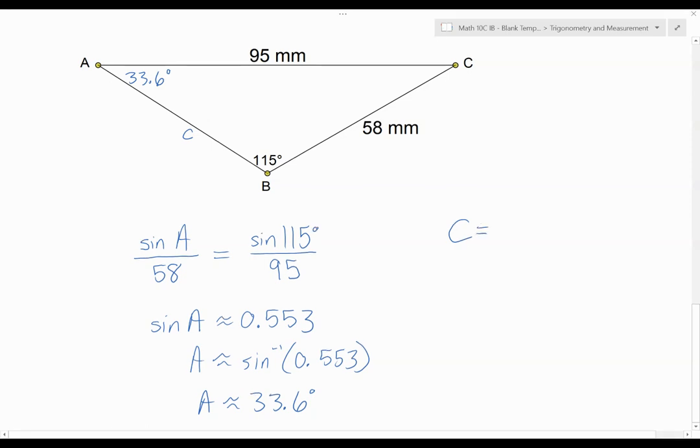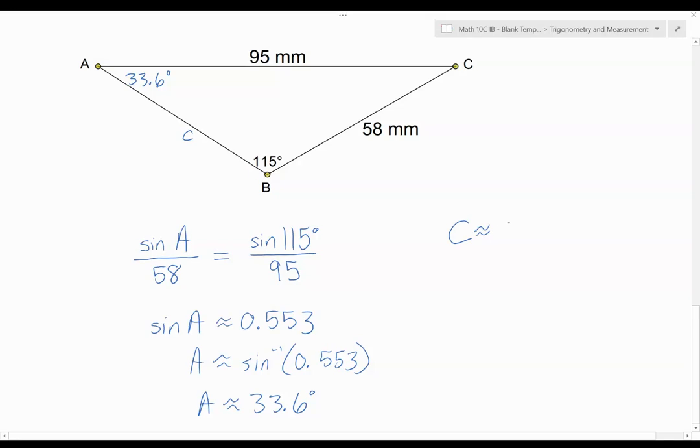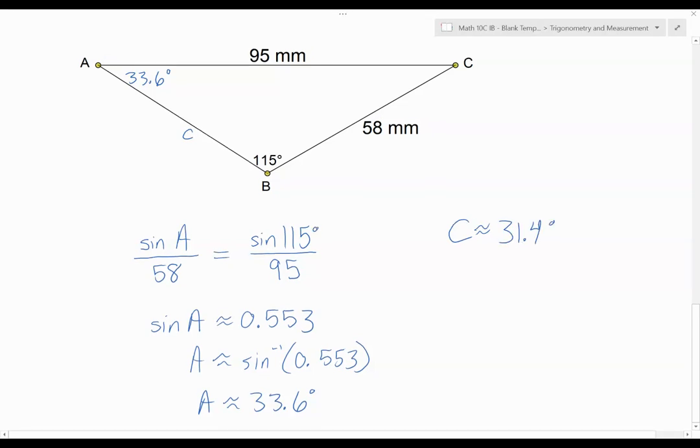Now that I know that, I can find angle C, because C is equal to 180 minus 115 minus the 33.6 that I just found. And again, I'm not typing a rounded value into my calculator. I'm going to use the answer key because I would rather not round until the very end. So I'm going to try and use an unrounded value for C in order to calculate the length of side C. But here what I get is C is about 31.4 degrees. That is the smallest angle. So what I'm expecting to find is that side C will be the smallest side.